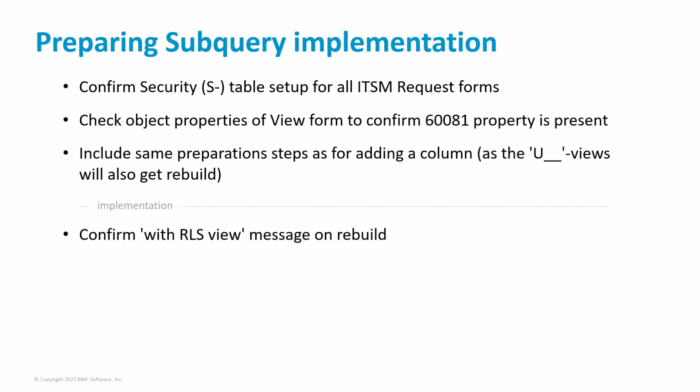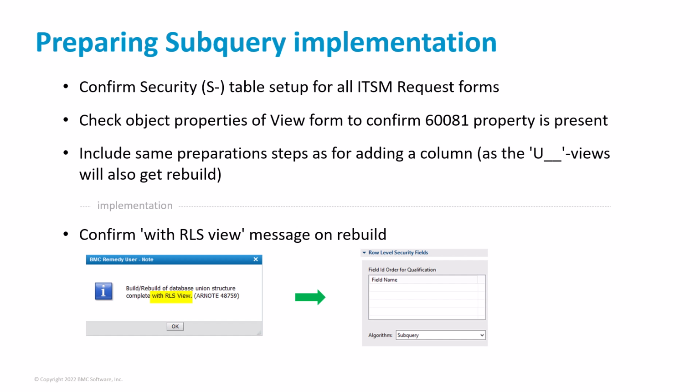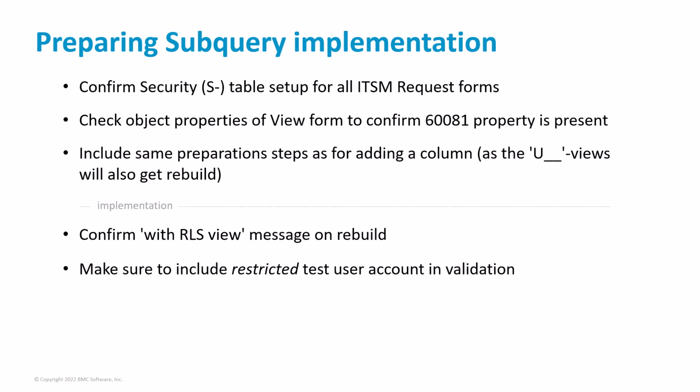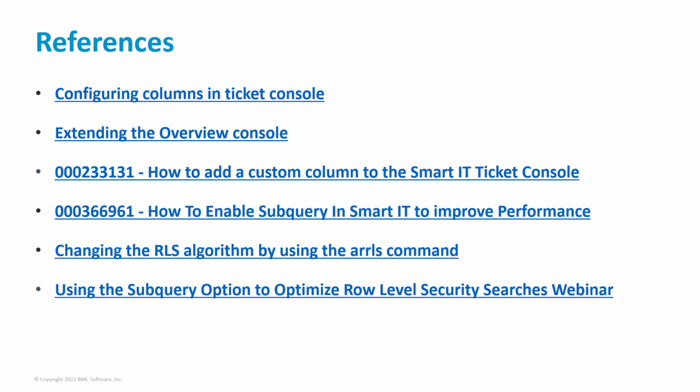Then, when performing the implementation using the configuration console, make sure that the with RLS view message is present when rebuilding the Union views, as this confirms that the SViews were built. Finally, once the subquery algorithm is enabled for the ticket console, make sure to include user accounts with restricted access when validating the system following the implementation. As for users with unrestricted access or AR administrator access permissions, row-level access does not come into the picture, so you would not be testing the SView structure, and errors may only start to show when normal users access the system again.